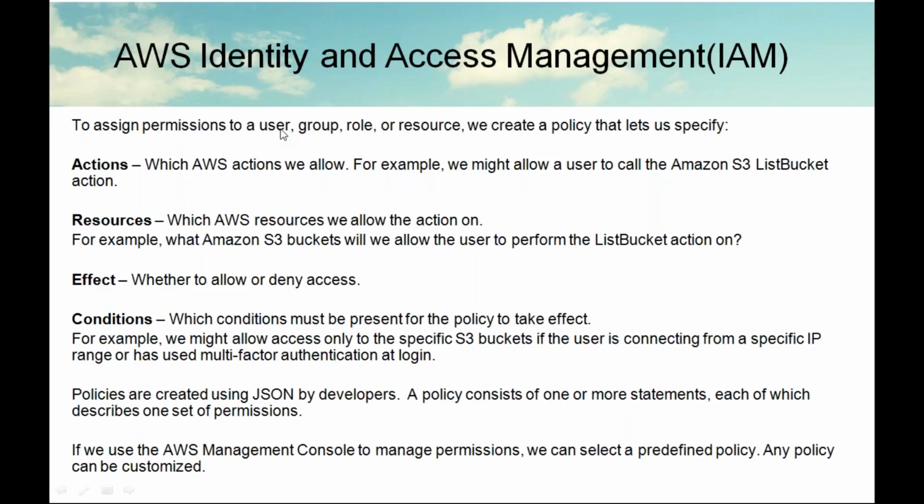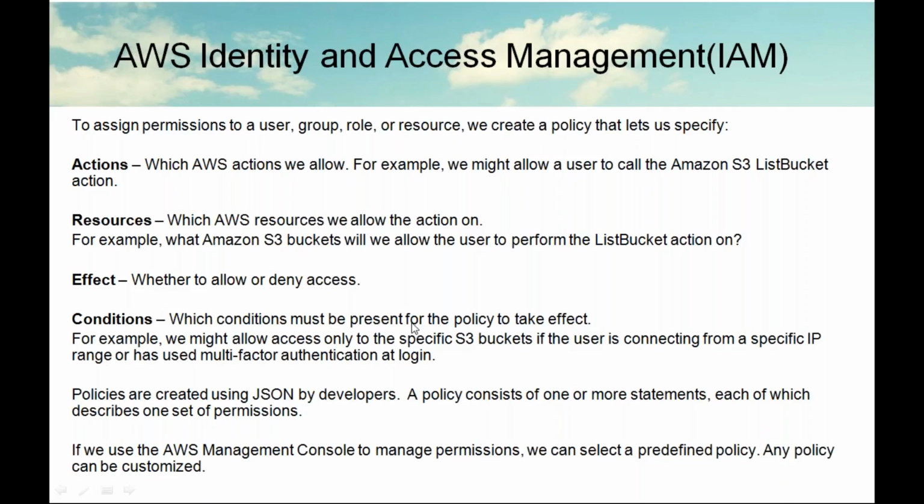To assign permissions to a user, group, role or resource, we can create a policy. Actions first: which AWS actions we can allow. For example, allow the user Amazon S3 list bucket. This is the action. Resource: Amazon S3 buckets. This is the resource on which you are going to perform the list bucket action. Effect: whether to allow or deny. So to allow listing the bucket or to deny listing the bucket. That is the effective permission.